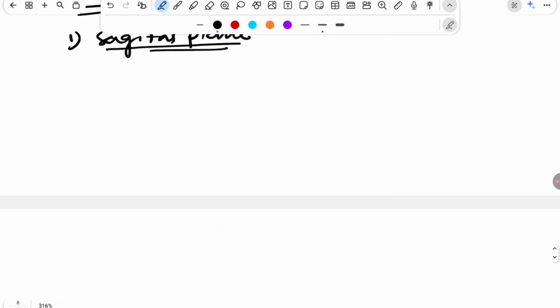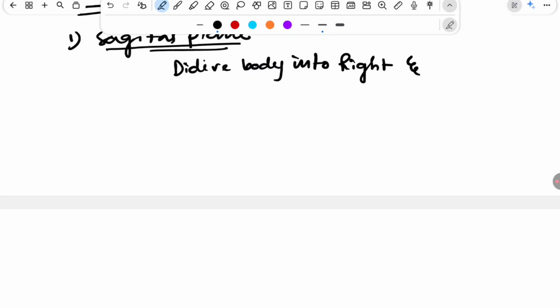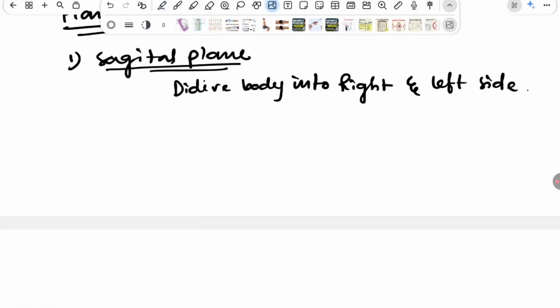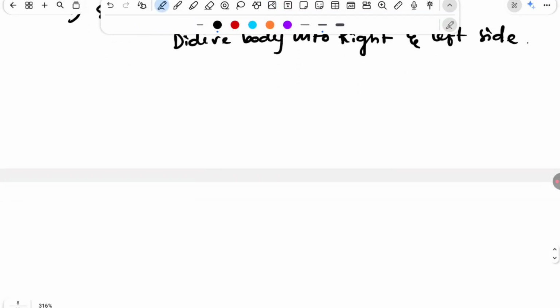Sagittal plane means, suppose we divide the human body into right and left. How will we divide? If we divide from the middle onwards, we divide our body into left and right. This one we call the sagittal plane. First I will write all, then I will show you one picture, then it will be easy for you.